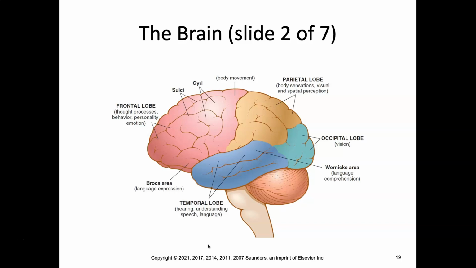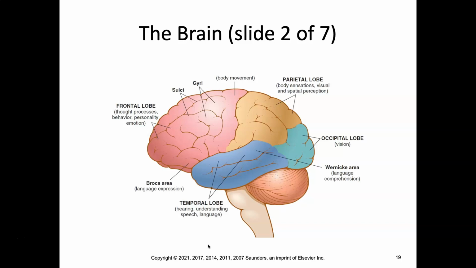But your frontal lobe is where your thought processes are, where your behavior activities take place, personality, emotion. That's why people who have traumatic brain injuries in the frontal lobe often have challenges afterwards with those types of things. The parietal lobe is your sensations, your visual, your ability to tell space.